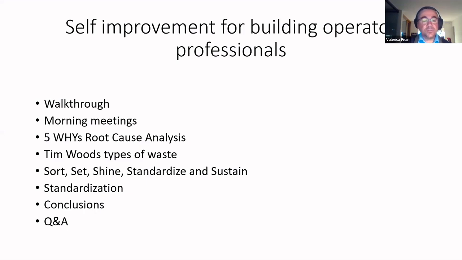Team woods is just an acronym for waste. Also about the 5 S's that stand for sort, set, shine, standardize, and sustain. And that will bring us to the standardization, where we may find helpful the use of standard operating procedures.